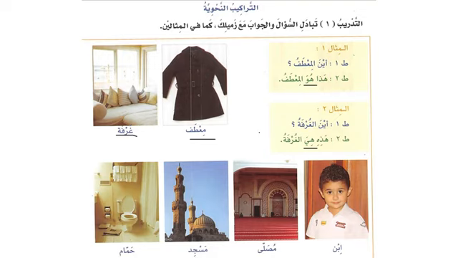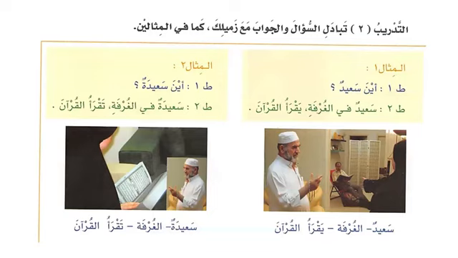It's your turn now. And as I said, you have to practice by yourselves as much as you can. I've given you the example over here. For example, one more example: you say أين الابن? And you say هذا هو الابن. And similarly, if there is anything feminine, first we have practiced for the masculine, and now you practice for the feminine. So التدريب: تبادل السؤال والجواب مع زميلك كما في المثالين.